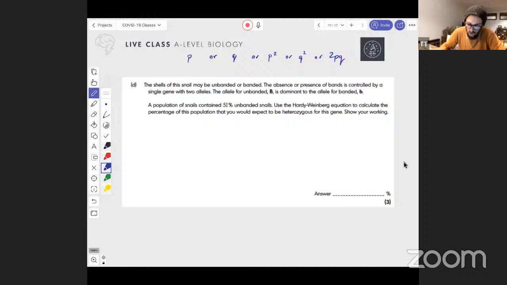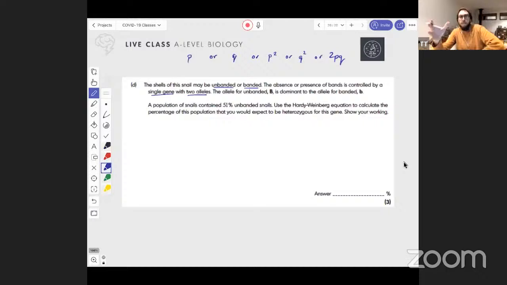And what do we know? The first thing you have to do with any of these is figure out which one we know. So let's look at the question. The shells of a snail may be unbanded or banded. The absence or presence of bands is controlled by a single gene with two alleles. That will always be the case. 100% you will not get a single gene with three alleles. Not going to happen.